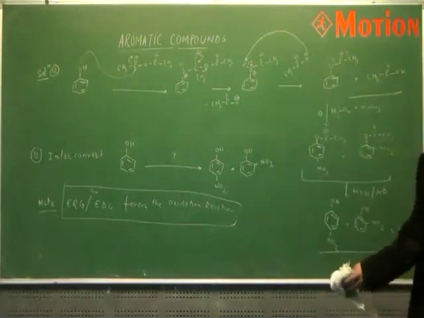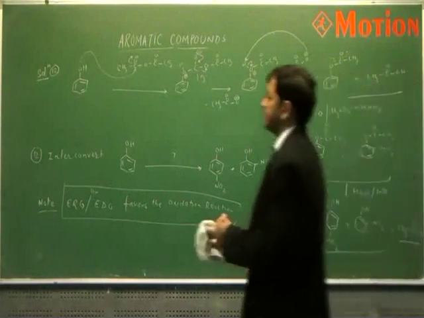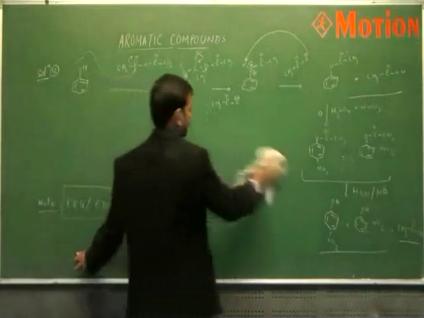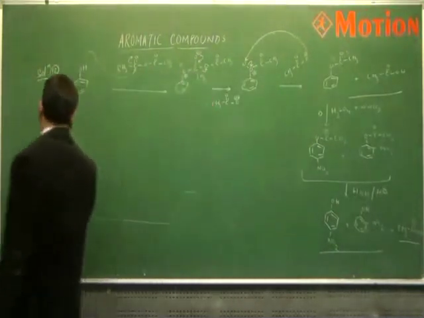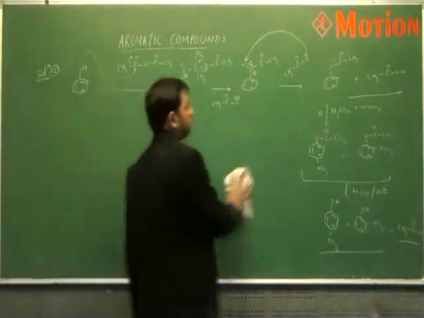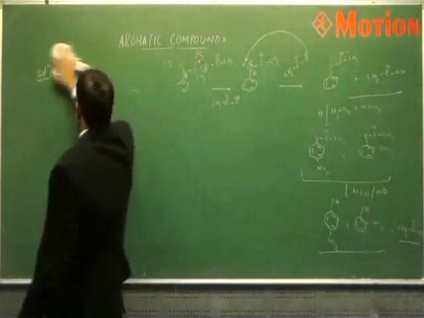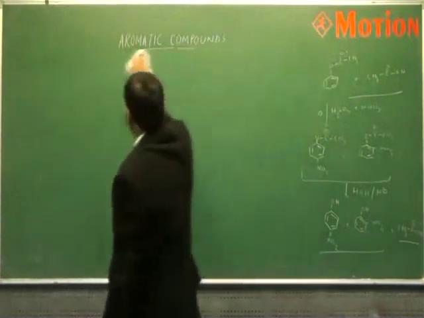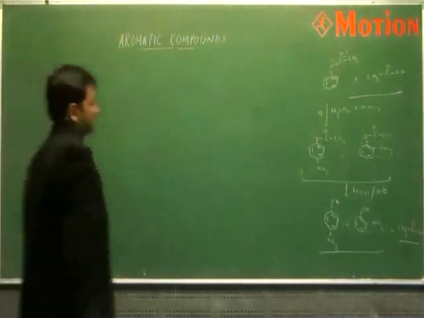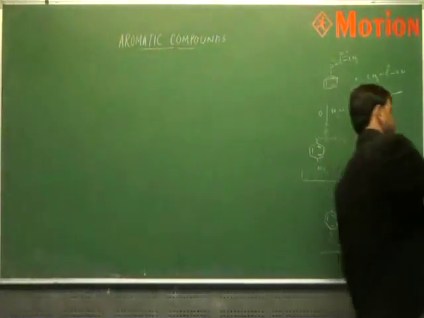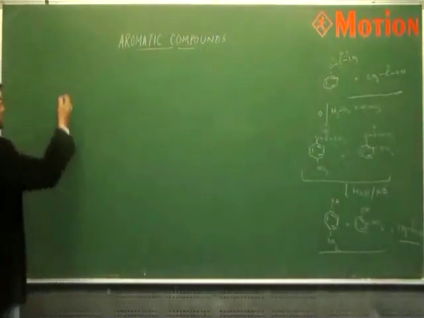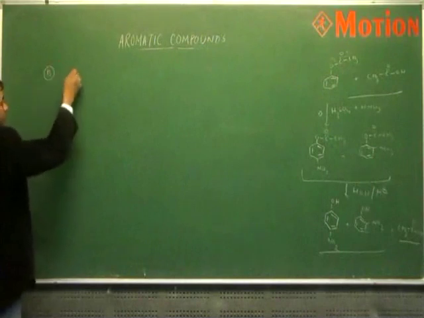Similarly, we want to interconvert aniline into ortho-para-nitroaniline. If direct nitration is done, then it gives meta product because the NH2 group converts to NH3 plus. How to interconvert this?